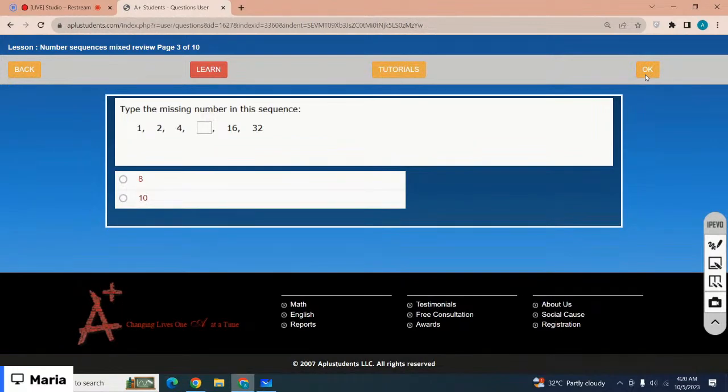Type the missing number in the sequence, which is the correct option. That would be a geometric sequence, right? You can find the next number by multiplying by 2. So the missing number is, yes, that is 8. The missing value is 8, right? The correct option is 8.